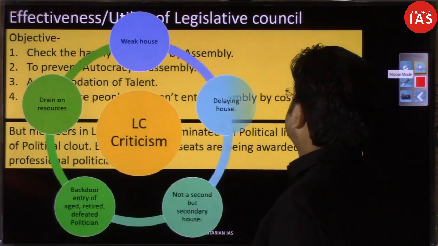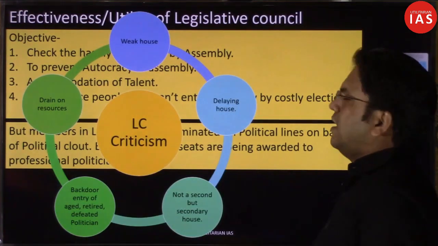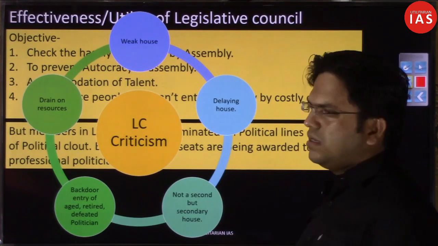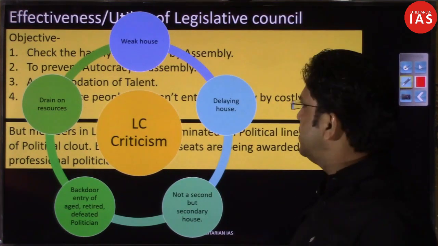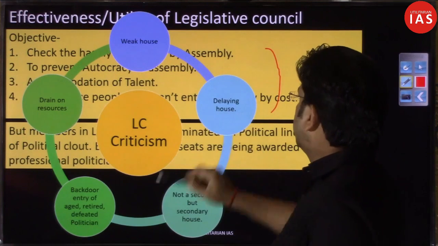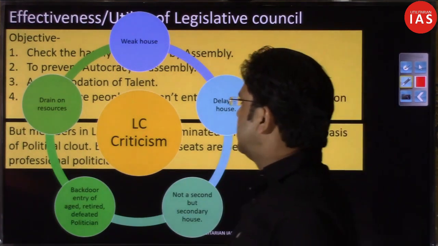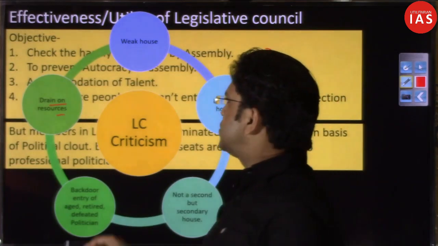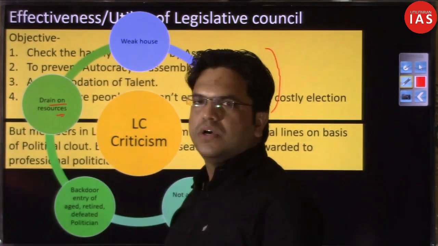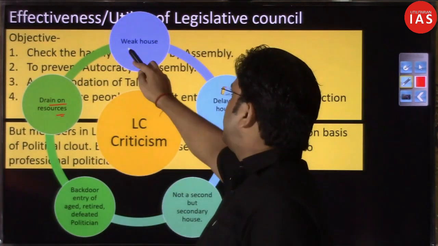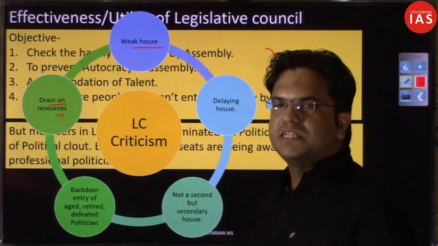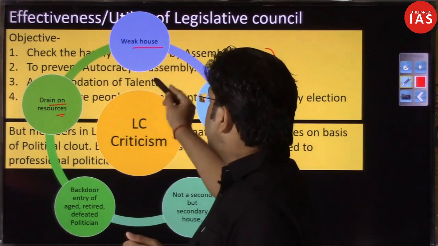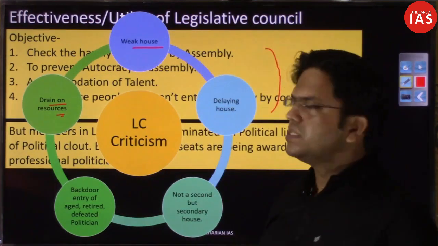It is in this context that we will say that the legislative council is not effective to the extent that it was envisioned by the constitution. It has been criticized as a drain on the resources of the state, on the resources of the people. Then it is a weak house, when we see the powers of the legislative council vis-a-vis the Rajya Sabha and vis-a-vis the state legislative assembly. We'll see how this is a weak house.